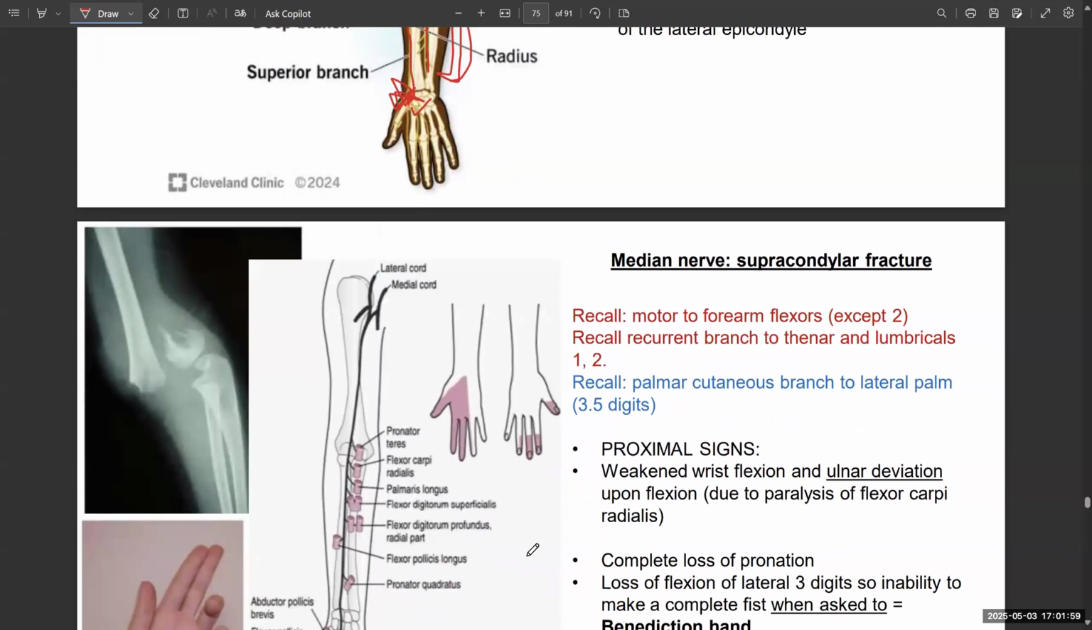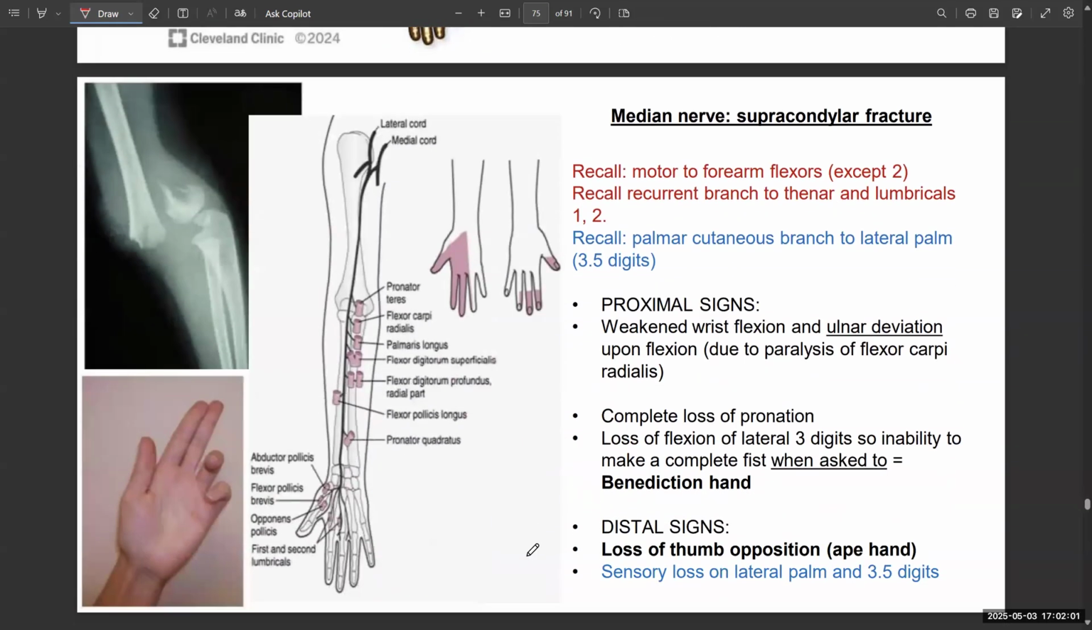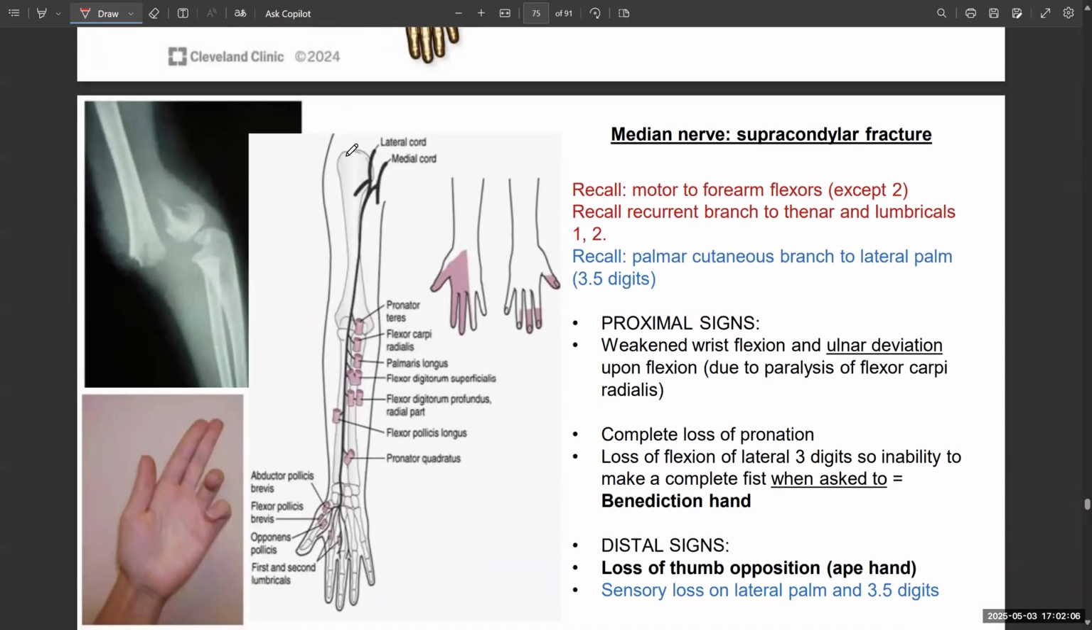Okay. Let's move on to the median nerve. Supracondylar fracture. Now, if you recall, if this is the humerus, the supracondylar area is just above the condyles. So like over here. Cut it off over here, you're going to lose function of all of these muscles. Now, recall that the median nerve is motor to forearm flexors, except for two. And recall that the recurrent branch to thenar and lumbricals 1 and 2 is by the median nerve. And recall that the palmar cutaneous branch goes to the lateral palm and 3.5 digits.